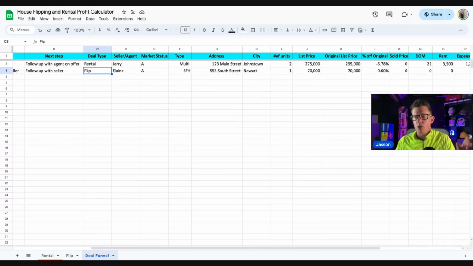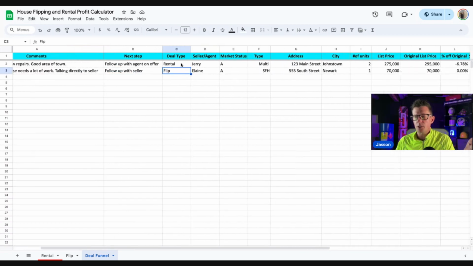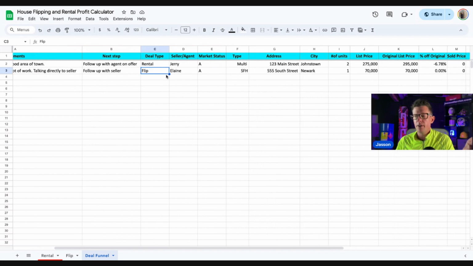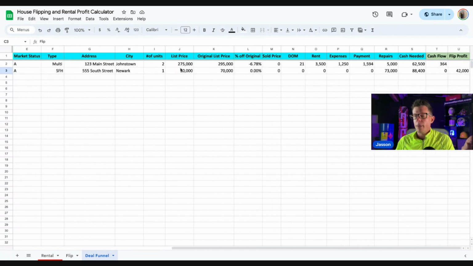So on this deal funnel, I'm putting in my comments, the next step on the opportunity. What type of deal is it? Is it a rental or a flip? Who the seller or the agent is on the deal, market status, the type, the address, the city, yada, yada, yada, the list price, the original list price. So if it got cut like this one did from 295 to 275, how much is that off the original list? When it sells, I actually put that in as well, because if I didn't win it or I didn't go after it, I want to keep track of the sold price, and that will tell me over time what the averages are for that area and sale prices.